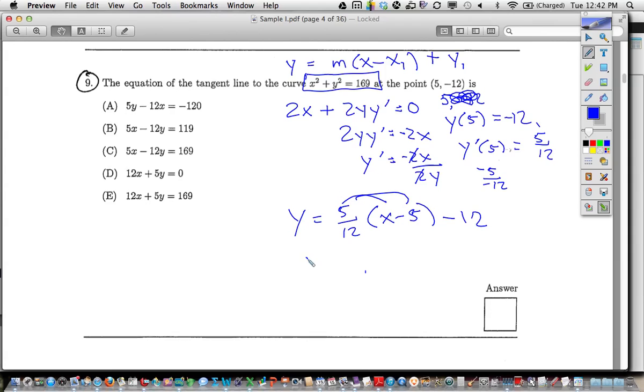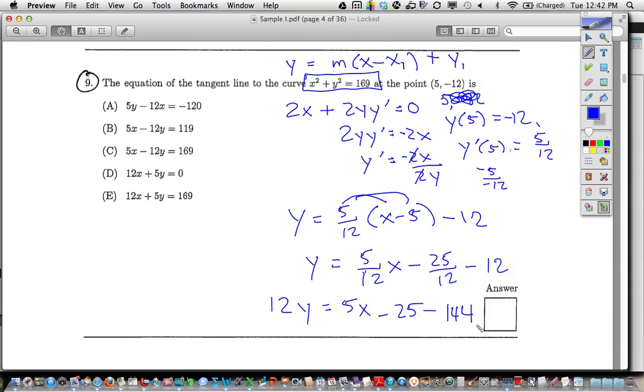So you distribute this through here. You get 5/12x. Well, this might not have been the smartest way to do this. Probably would have been faster to do what there? What would have been a little smarter here maybe? If I had multiplied both sides by 12 and gotten rid of the fraction, okay? But this works okay. So we do this. Now I would say multiply everything by 12. So we get 12y equals 5x minus 25 minus 144, right? 12 times 12.